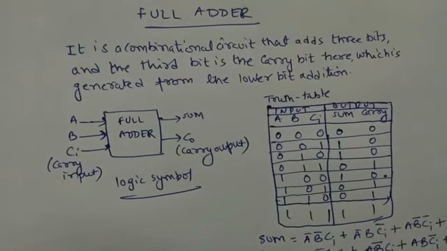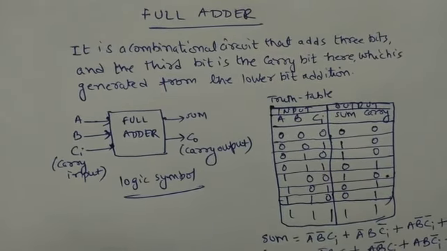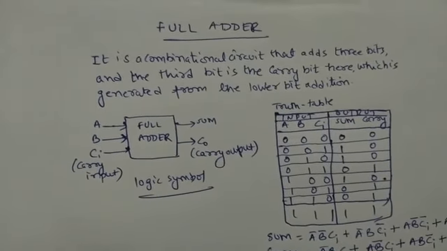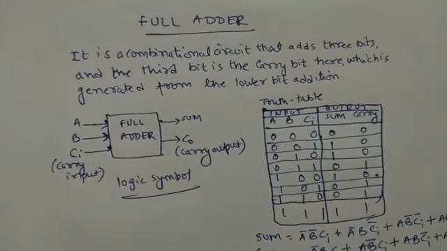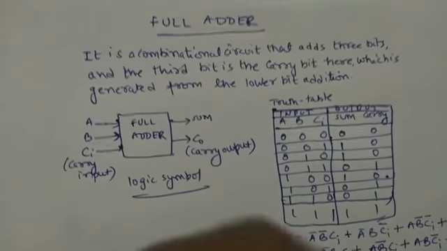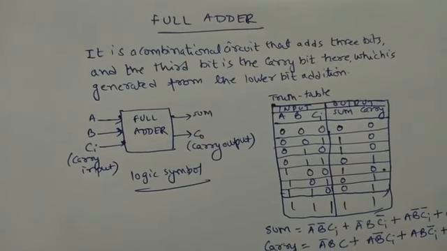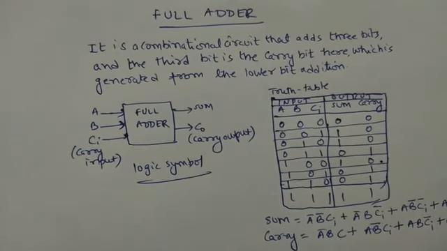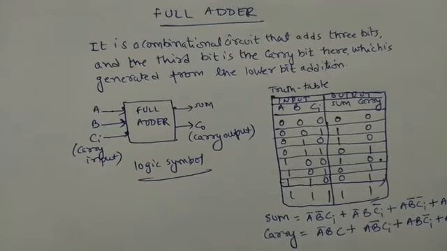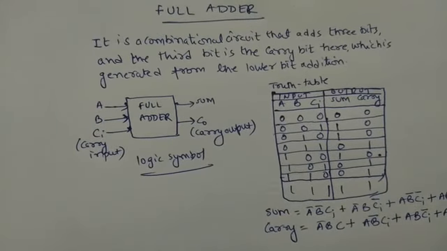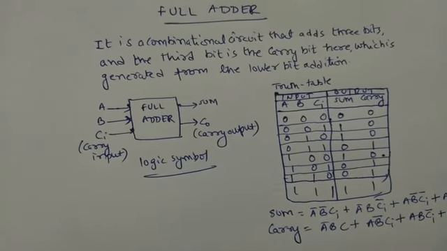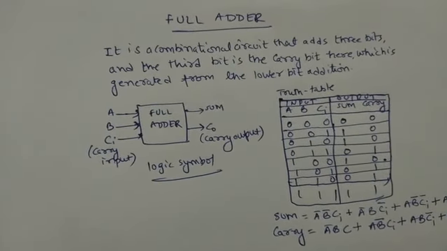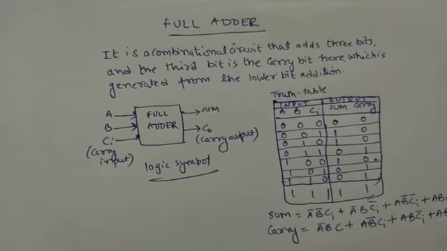Good evening. In continuation to our topic on adders, earlier we had discussed the half adder. In this presentation, we are going to discuss the full adder. In the half adder, we had seen that it adds only 2 bits, whereas in the case of the full adder, it is able to add 3 bits, and the third bit is the carry bit, which is the carry generated by the lower bit additions. So that is what we have written over here.